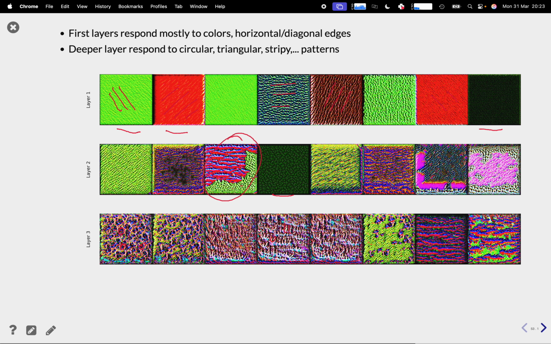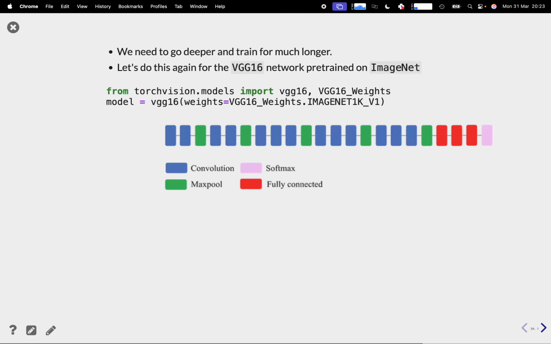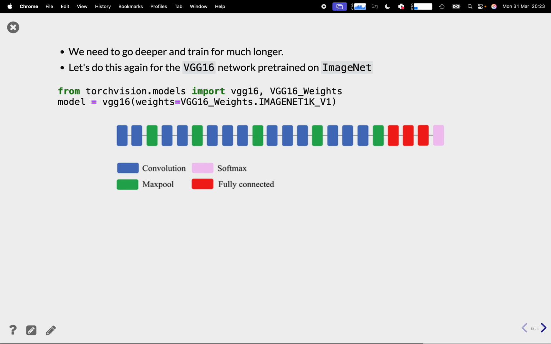Right? Now, this particular method requires a lot of data to get it right. So, our cat and dog data set is not that large. So, we're going to repeat the exercise on a large data set and a larger model. We're going to do this on the VGG16 network. This one has a lot of convolutional layers, as we saw before. This is pre-trained on ImageNet.